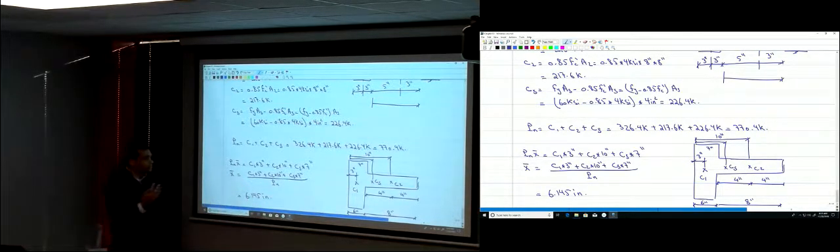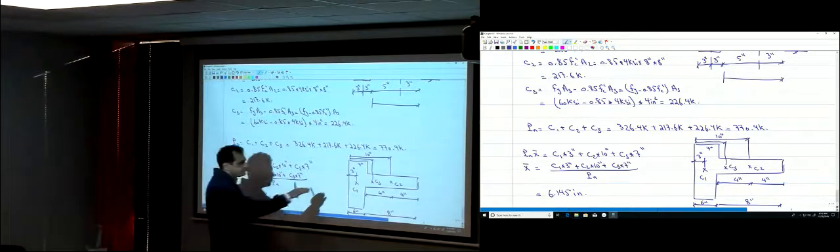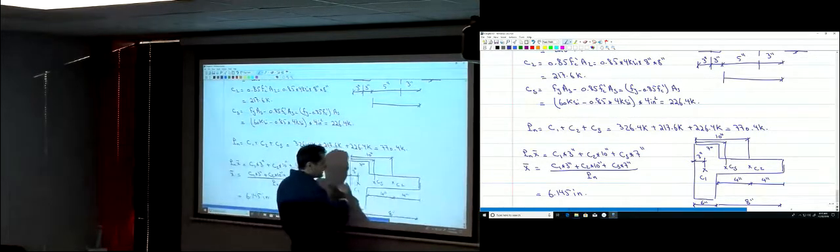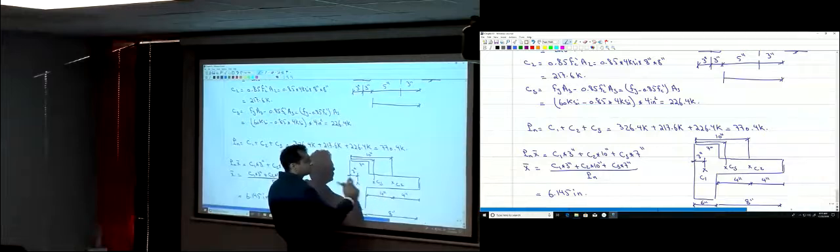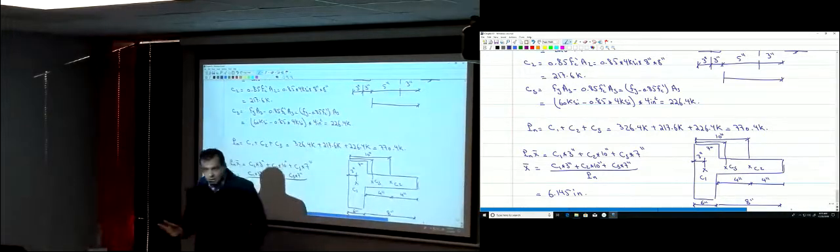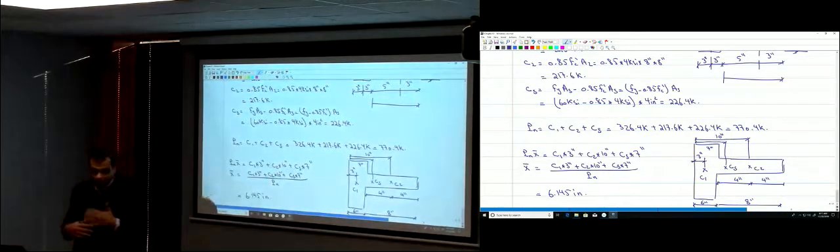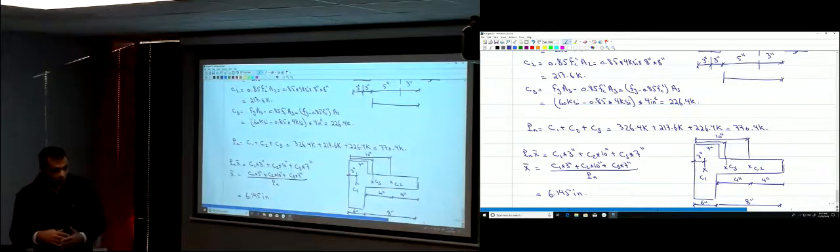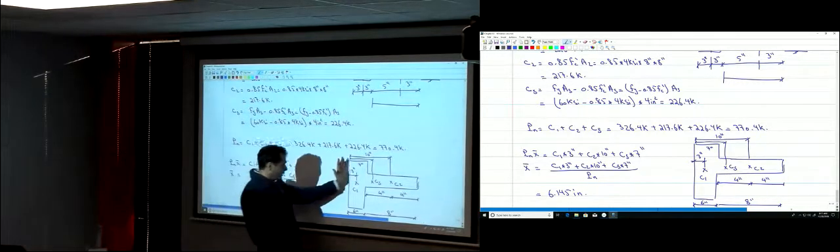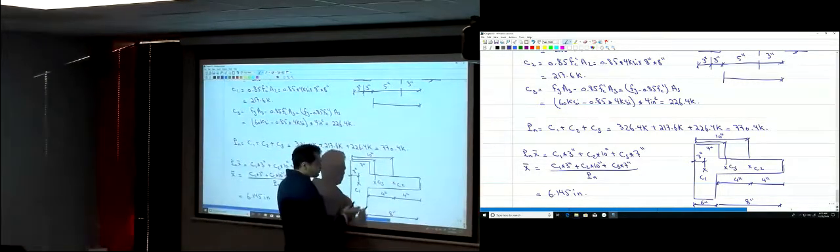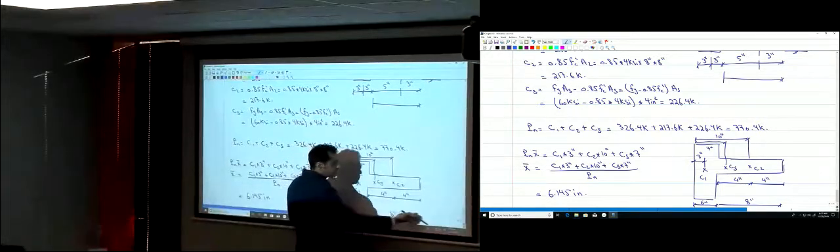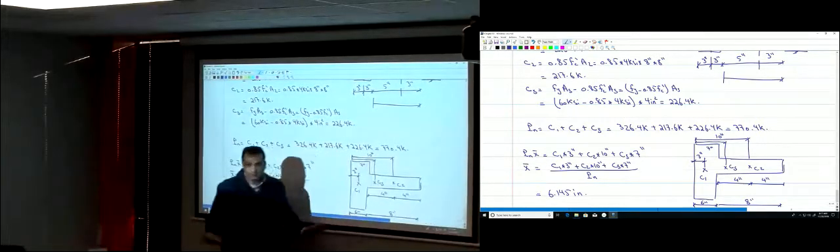In this problem, you were lucky. There was an axis of symmetry over here, so you know that the plastic centroid is on that axis of symmetry. You were just looking for the horizontal distance. If it's not symmetric in both directions, you have to do this twice, taking moment about a vertical line to find the distance x bar, and taking moment about the horizontal line to find the distance y bar. Okay?